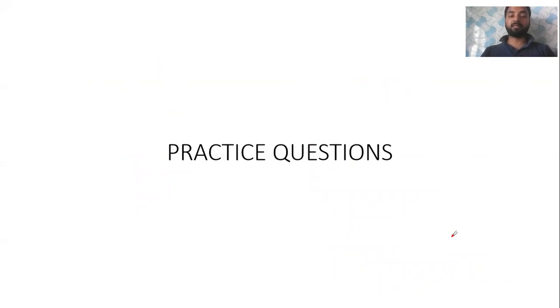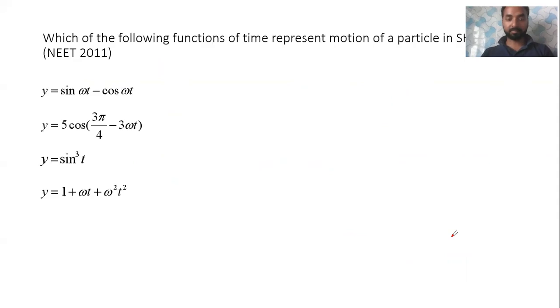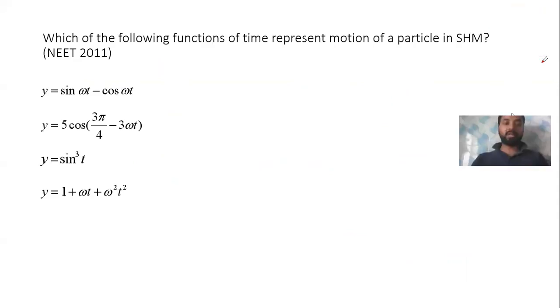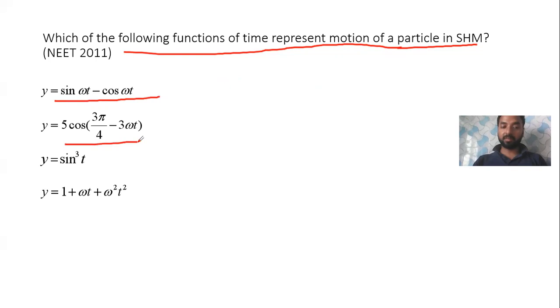Now these practice questions I am giving you as your assignment, that you have to practice and come tomorrow in the next class. Simple questions, don't worry. The first one is: which of the following functions of time represent motion of a particle in SHM? So this is sine omega t, cos omega t, one cos function, sine cube omega t, and 1 plus.